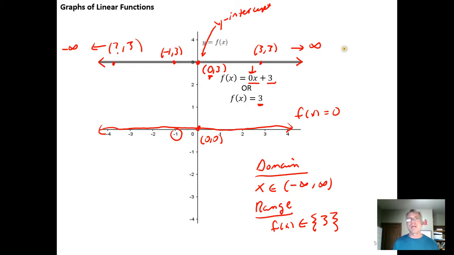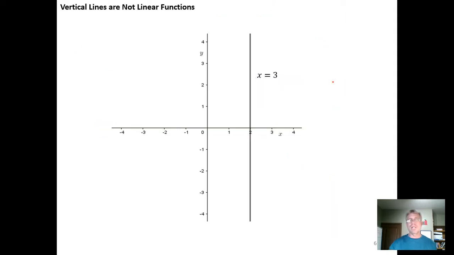The final example is an example that isn't a linear function, so we want to bring to your attention that not every line that we can draw in the xy plane is a function. So in this case, this is the equation x equals 3. And notice it's a vertical line. So we know it's not a function because it does not pass the vertical line test. Clearly it does not pass the vertical line test.